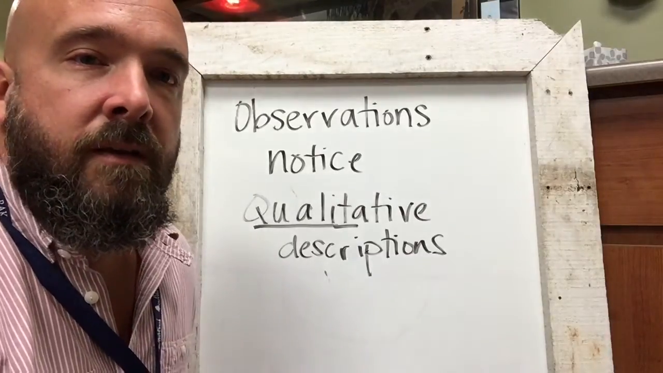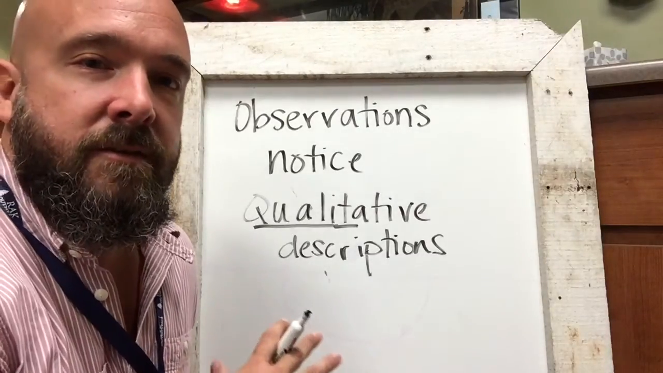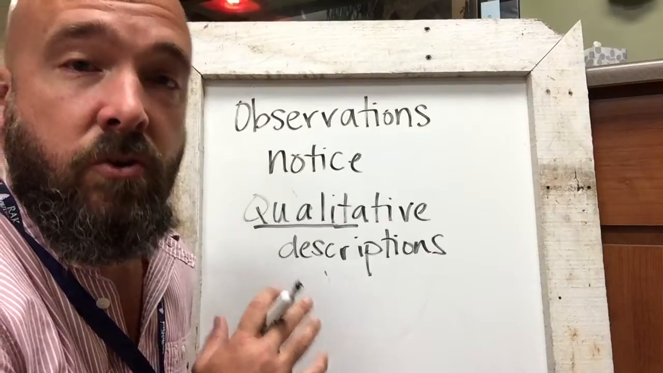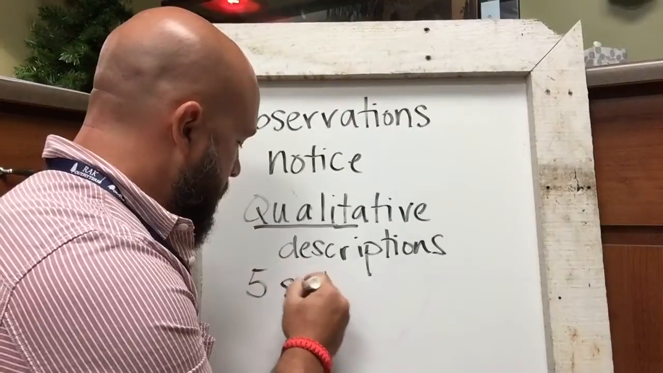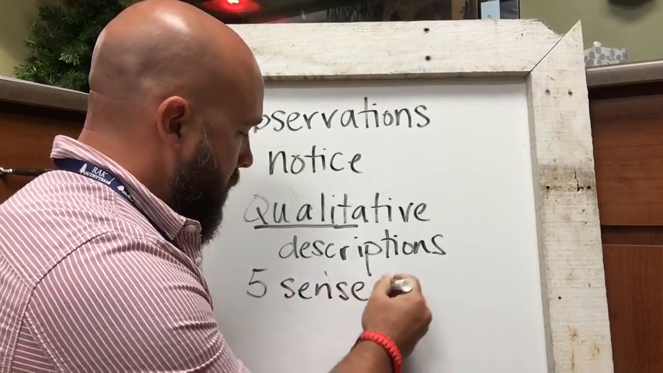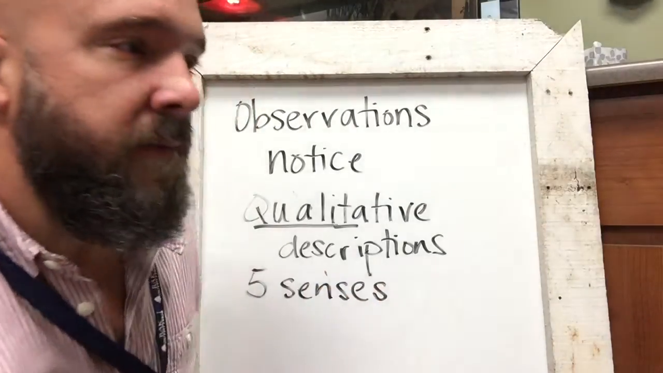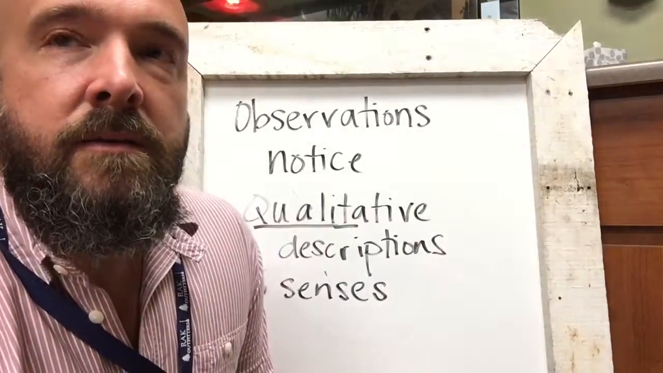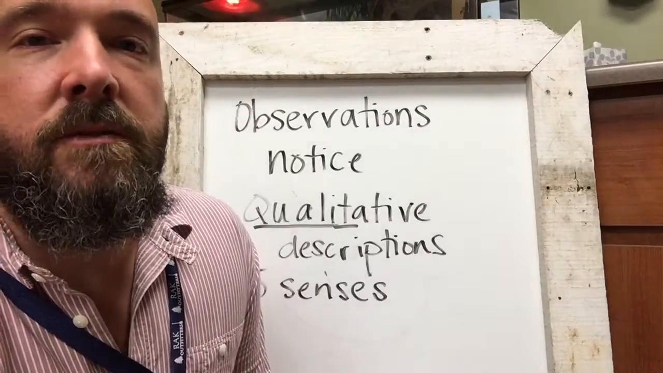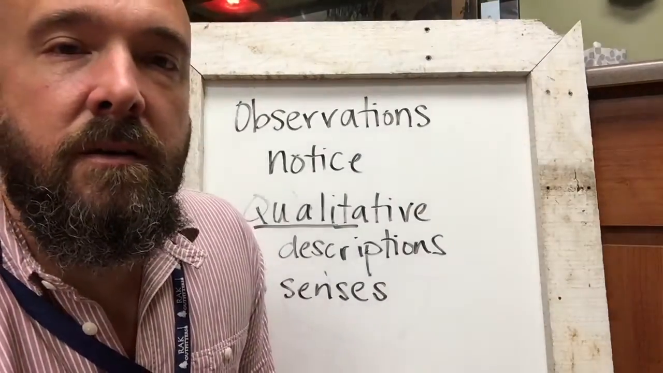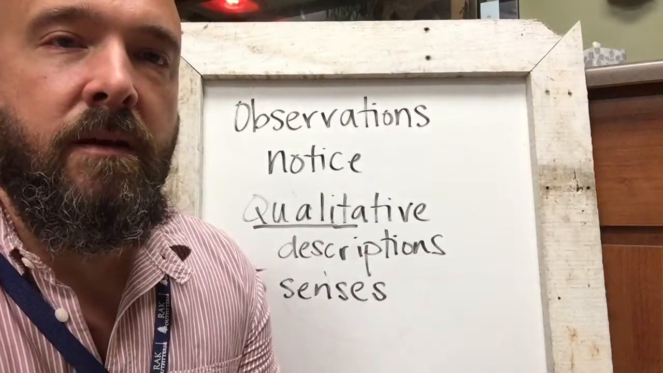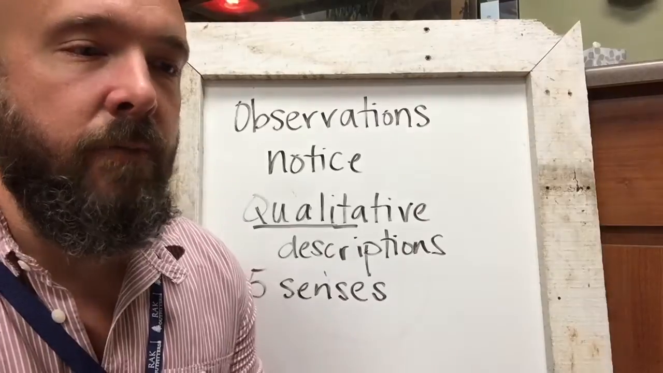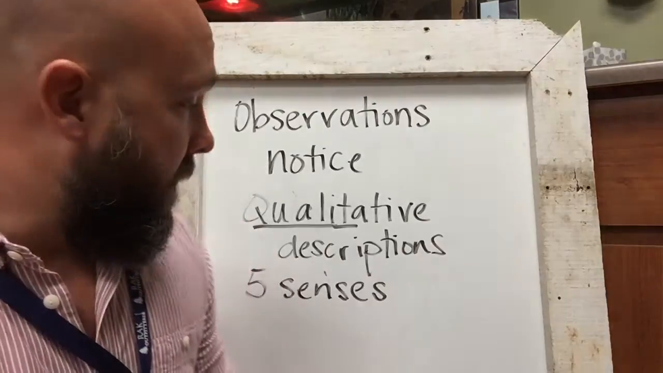An easy way to remember this, these are observations that you're going to make using your five senses. So these are going to be things that you can see, things that you can smell, that you can taste, touch, and hear. And all of these observations are valid when you're recording data.